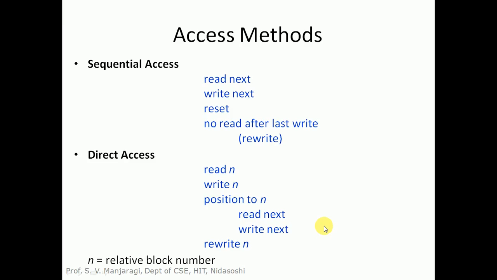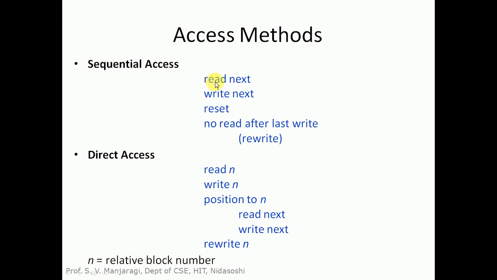Now let us look at the different access methods. A file can be accessed in two ways: sequential access and direct access. What is sequential access? We access the file contents byte by byte or record by record. So we'll perform different operations like read next, write next.